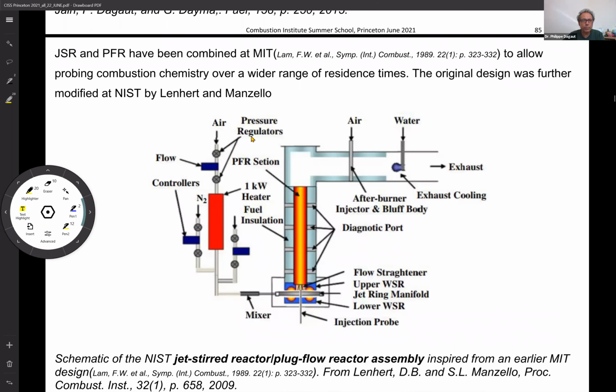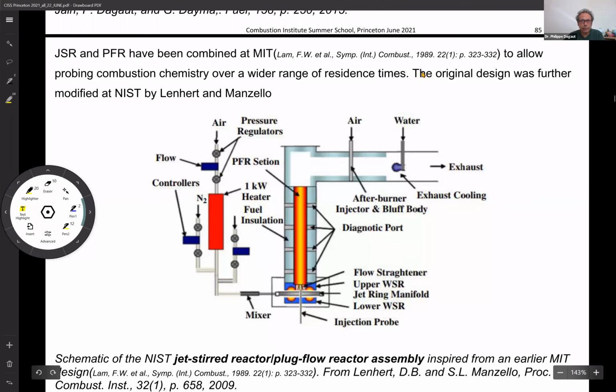As I mentioned before, the jet-stirred reactor and plug flow reactor were combined at MIT in the 90s to allow probing the combustion chemistry over a wider range of residence times. They were using this toroidal reactor here, which operates at very short residence time, and at the exit of the reactor, gases were flowing through a plug flow reactor. Then they could increase the residence time quite a bit.